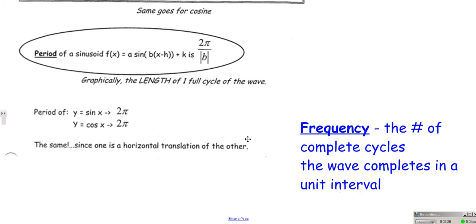The frequency, which is directly related to the period of a function, is the number of complete cycles the wave completes in a unit interval. To find that algebraically, we can take the reciprocal of our period. So the frequency of a given function is the absolute value of b over 2 pi.